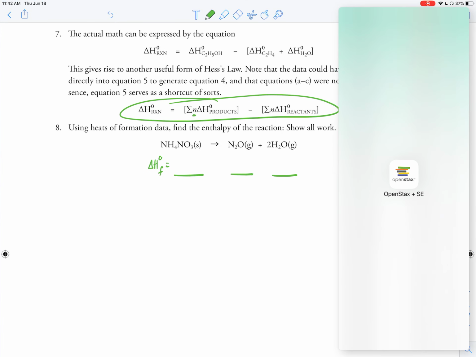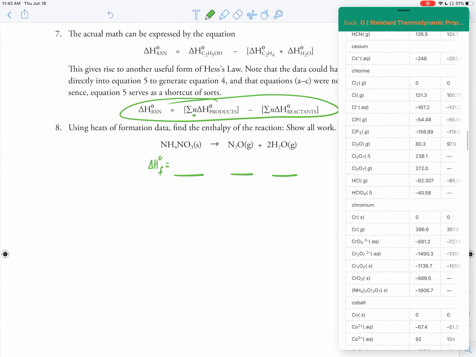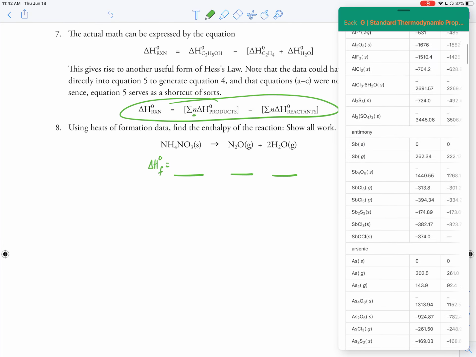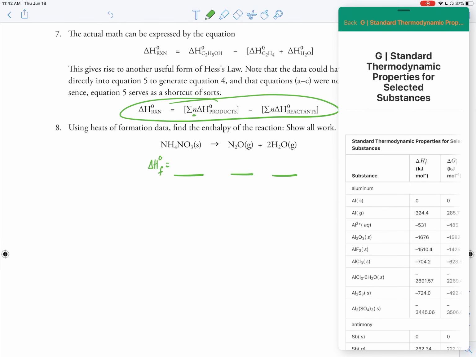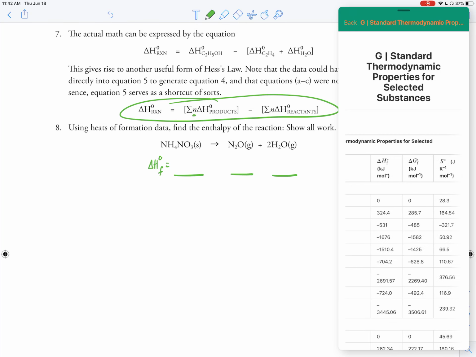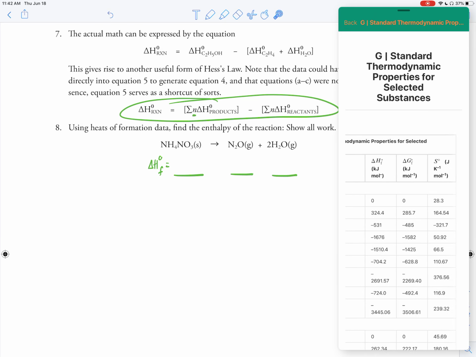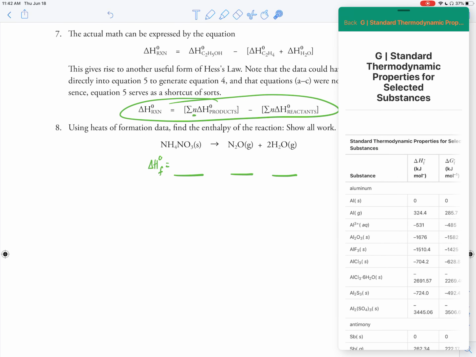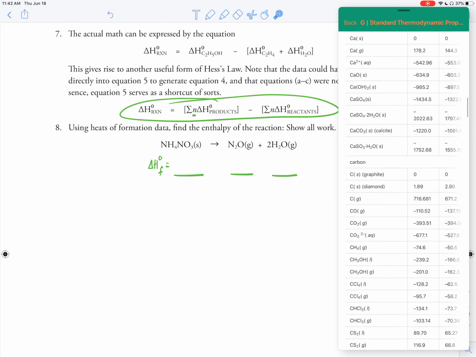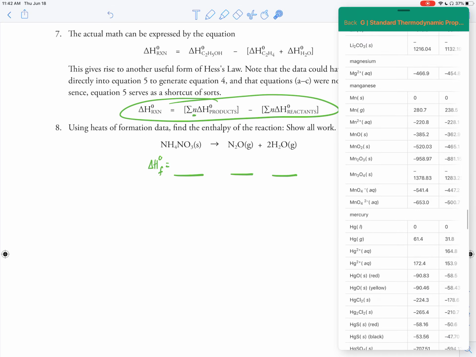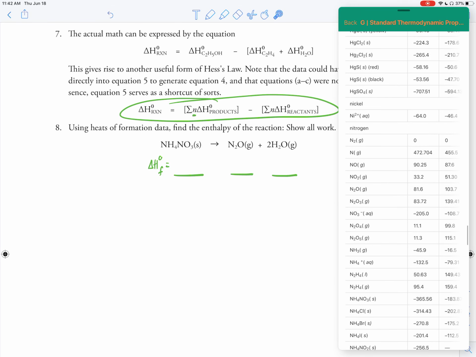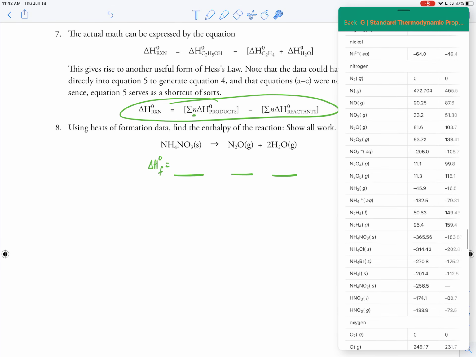So if I pull your textbook up, and we look at this, back here is an appendix in the back of your textbook. It's the standard thermodynamic properties. This first column right here is the delta H naughts of formation for any substance. And what you do is you look by element. A lot of these have nitrogen in them, so let's just go to N. There's a lot of them in here, so you just scroll down and try to find that substance. So we're looking for NH4NO3 that's solid.